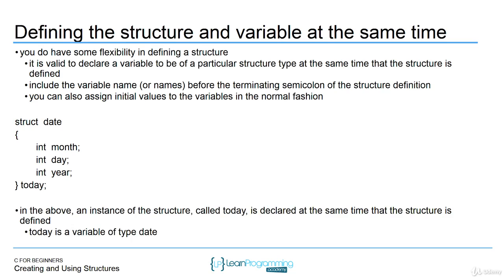Very nice. So in this above instance, you're creating a variable of the structure. We refer to that also as an instance of the structure. It's called today. It's declared at the same time that the structure is defined. So today is a variable of type date. We did it all in one. And right after you do the today, you could actually initialize those variables by using the brackets and then saying month equals 5, day equals, and so forth, just like you initialize any other integers.